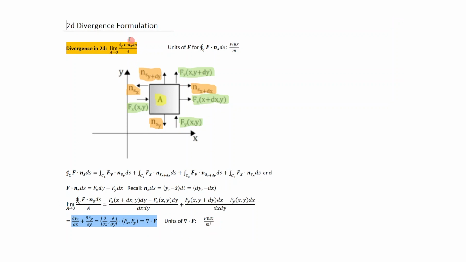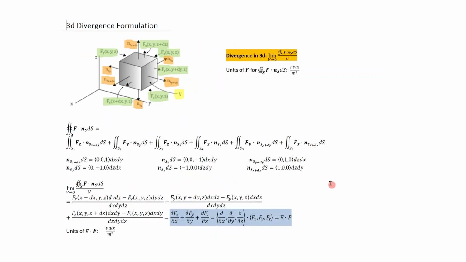You can see this directly from here. If this is flux by definition and this area is meter squared, then divergence of f would be flux per meter squared. All right, now let's look at the formulation of the divergence theorem in 3D.